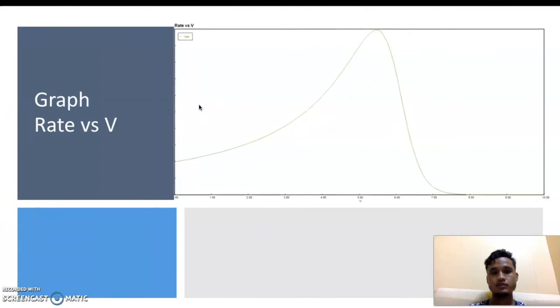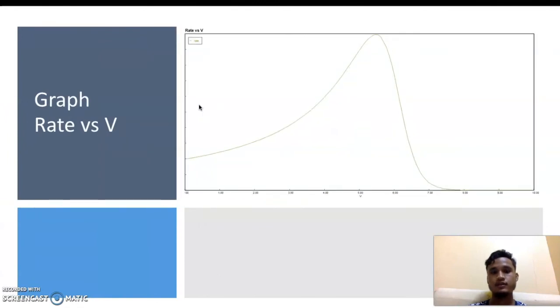So this is our final graph, the rate versus volume graph. The rate increases initially until it reaches its peak at between 5 to 6 centimeter cube, but it decreases very steeply until the end of the reactor. The value of the rate is around 0.